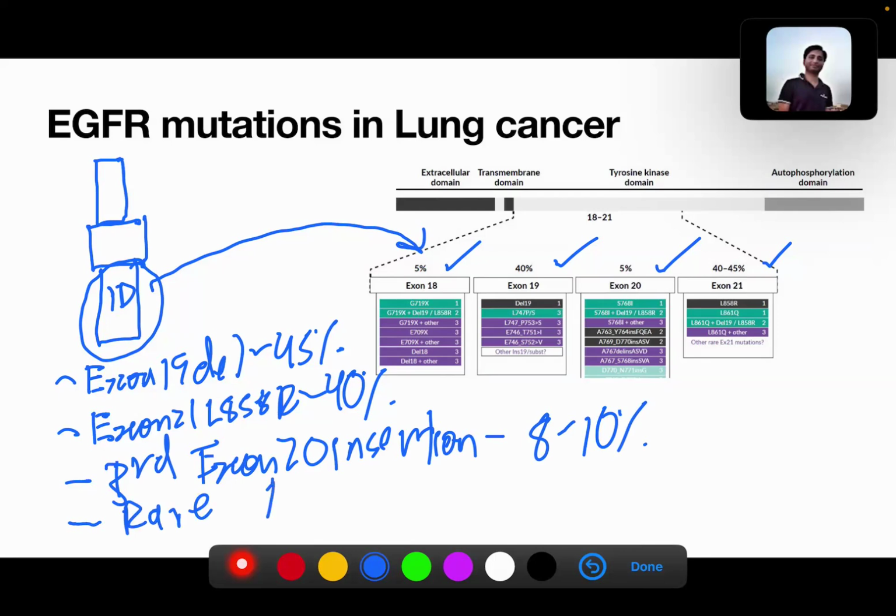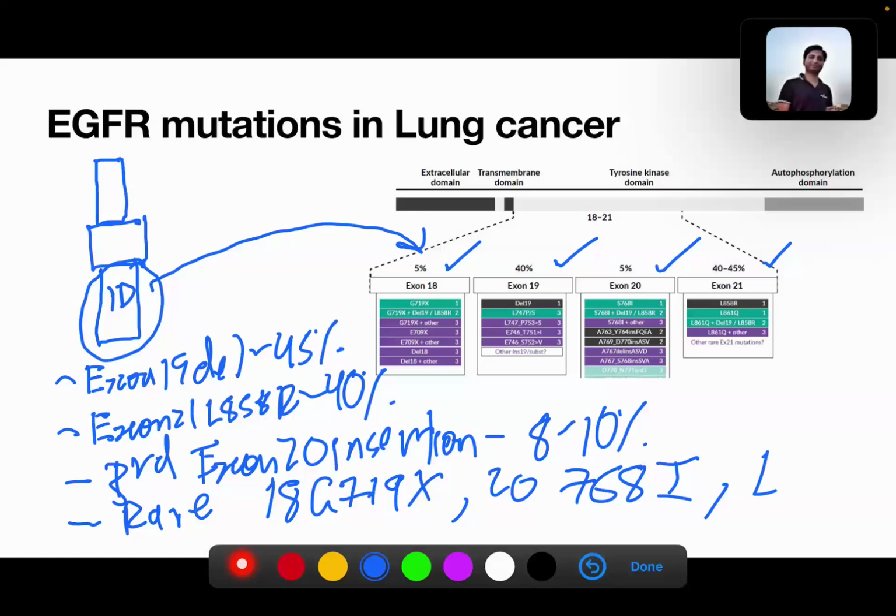And you have some rare mutations that are also seen, right? Such as exon 18 G719X, then exon 20 768I, and exon 21 L861Q. So these are some of the rare mutations that are seen. Most commonly you have exon 19 deletion and exon 21 L858R substitution mutation. And these are the mutations with which most of the anti-EGFR TKI trials have been conducted.